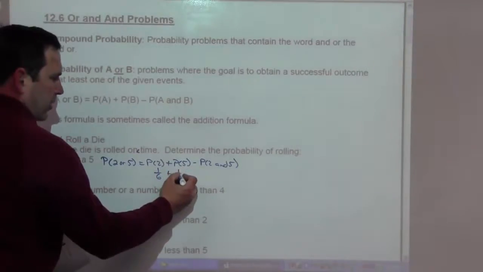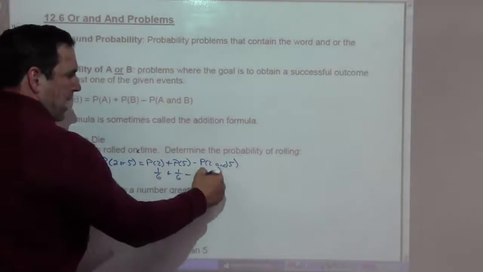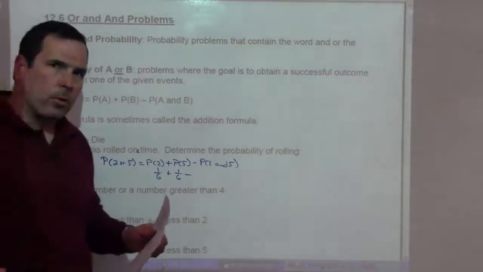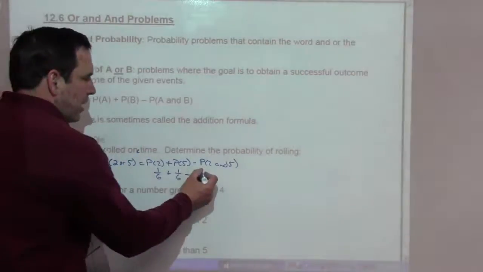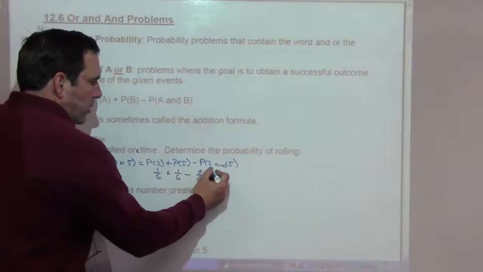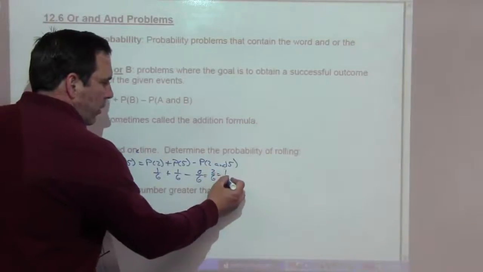Probability of a 5 is also 1 out of 6. Now it's not possible to get a 2 and a 5. You cannot roll a 2 and a 5 at the same time. So that's 0 out of 6. So it's 2/6, which is 1/3.